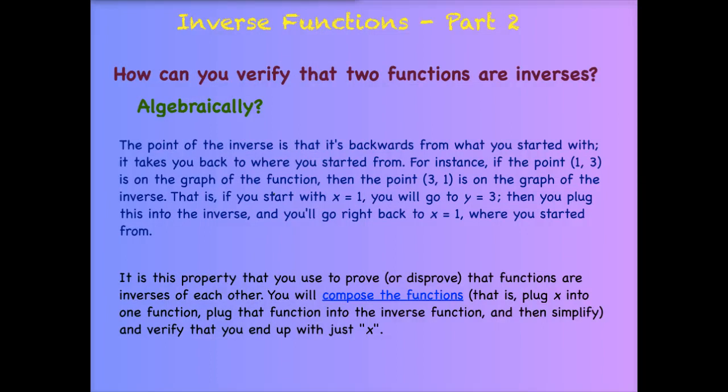So let's think about some things first. The point of the inverse is that it is backwards from what you started with, right? It takes you back to where you started from. Remember that function machine? Your input becomes your output, but then if you take your output and put it back in, you have your input. So if you start with x equals 1, you will get y equals 3, for example. And then if you plug this into the inverse, you'll go right back to where you started. It is this property that you use then to prove or disprove that your functions are inverses of each other.